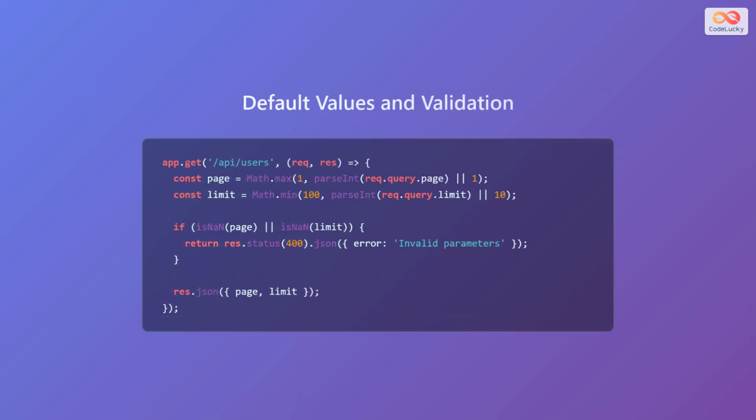To avoid errors and unexpected behavior, it's a good practice to provide default values and validation for query parameters. For example, you can use the Math.max and Math.min functions to ensure that the page and limit parameters are within a valid range. Additionally, you can use the isNaN function to check if the parameters are valid numbers and return an error response if they are not. This helps ensure that your application handles invalid input gracefully.